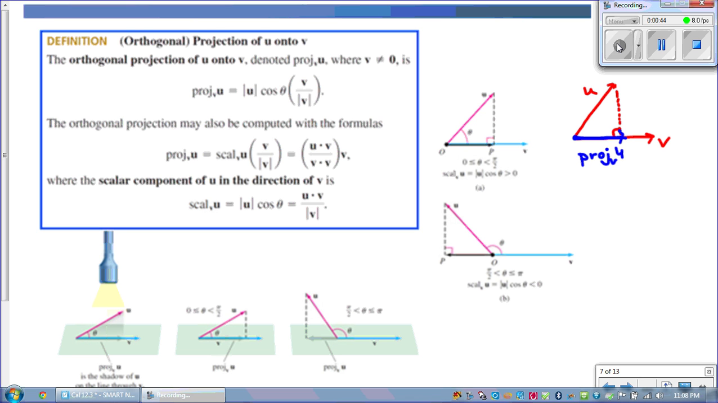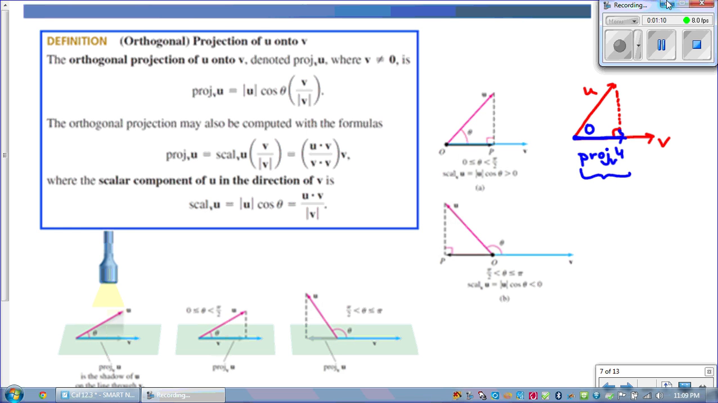Now there are two things about this vector. One is that the length of this vector is just the side length of this right triangle. The other is that this vector is going in the same direction as the vector v. Now, if we want to determine the length of this vector, we can do so by finding the length of the side of the right triangle.